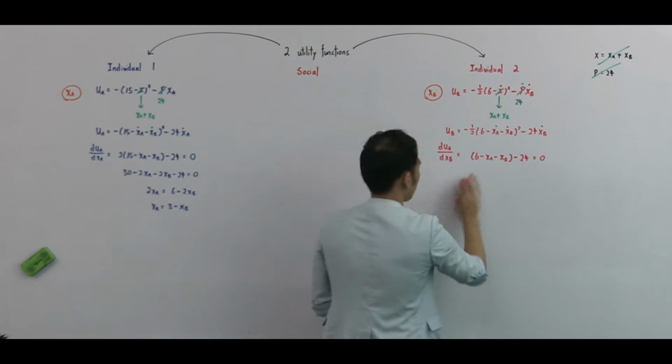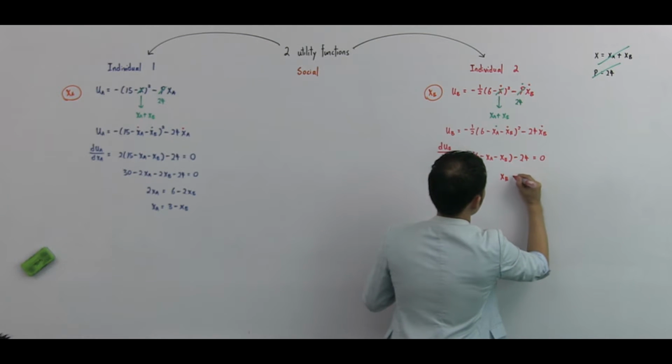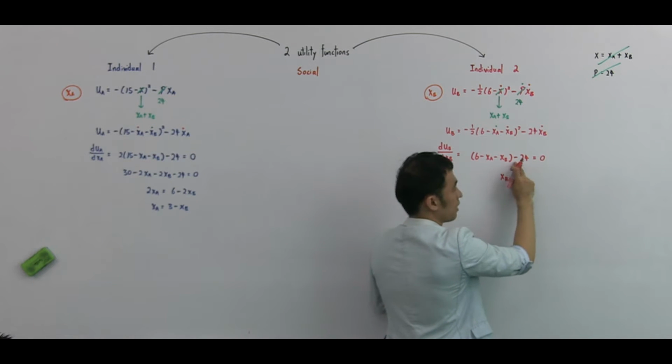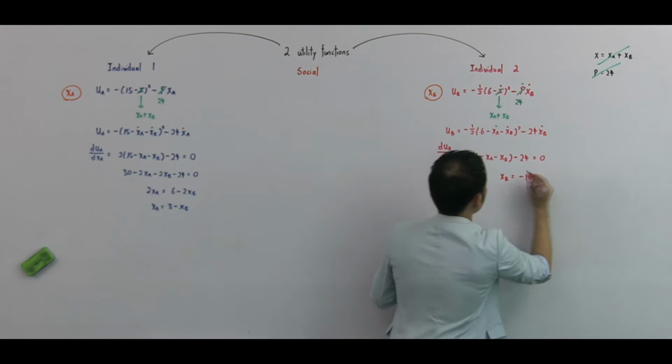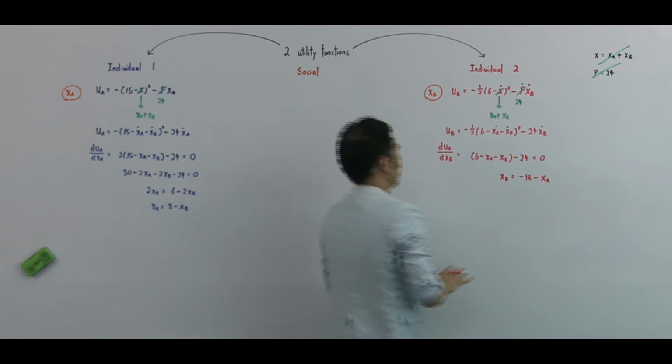Over here, my XB equals 6 minus 24, which is minus 18, minus XA.